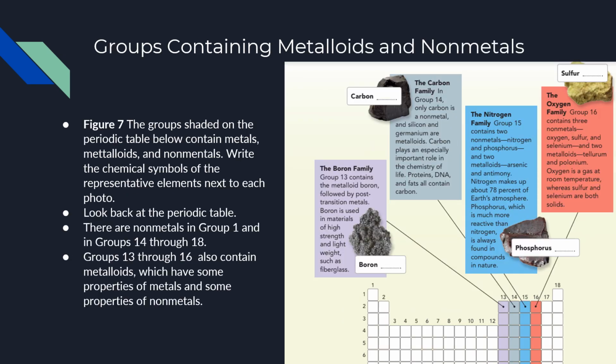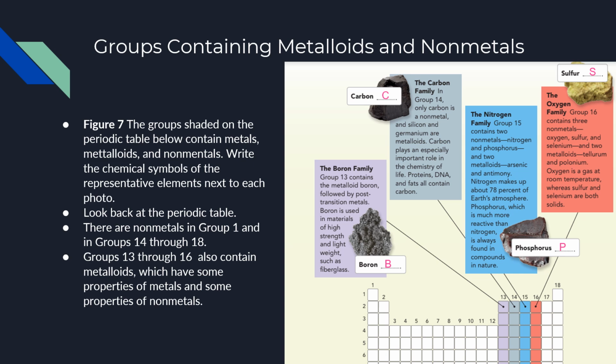All right, so groups containing metalloids and nonmetals. We have figure 7 here. The groups shaded on the periodic table below contain metals, metalloids, and nonmetals. Write the chemical symbol of the representative elements next to each photo. So we have boron, its chemical symbol, I started with carbon here. So carbon is capital C, then boron is capital B, sulfur is capital S, and phosphorus is capital P. Apparently I was just being a little eclectic there.